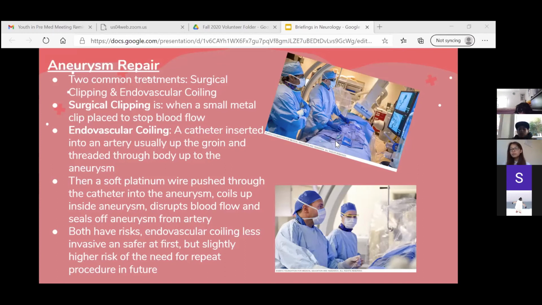Both methods have risks, particularly loss of blood and bleeding in the brain. The endovascular coiling is less invasive, so it seems safer in the beginning, but it actually has a slightly higher risk for the need of a repeat procedure in the future. But there are risks with every surgery, and sometimes the risks need to be taken in order to save the patient.